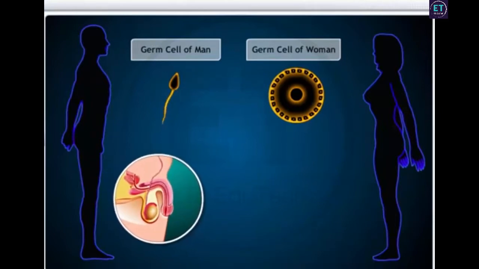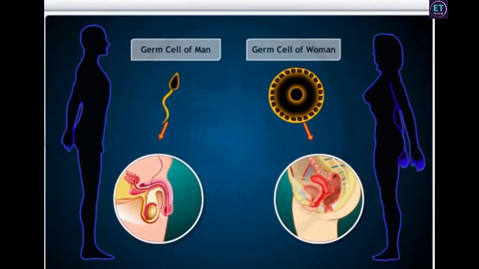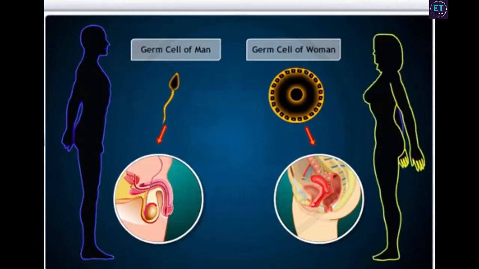This differentiation in germ cells needs the female and male reproductive organs to be different. This leads to dissimilarities in the bodies of male and female animals.